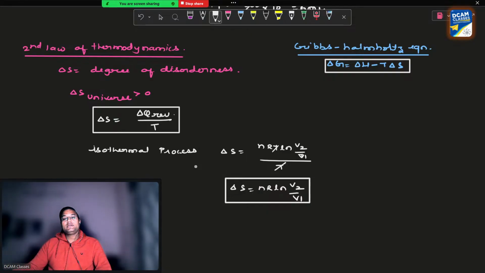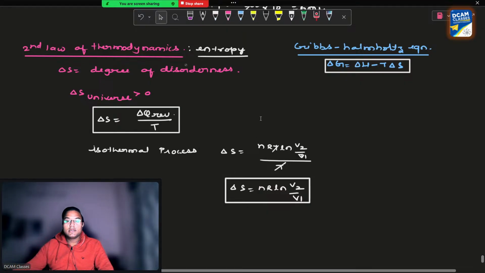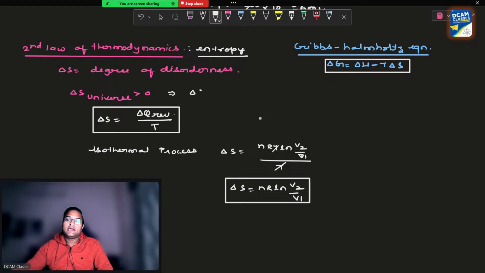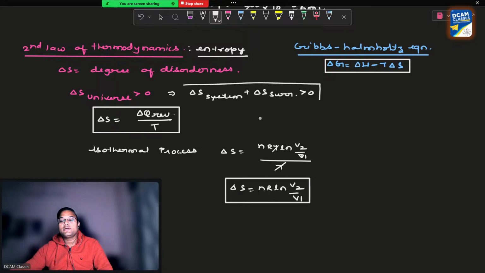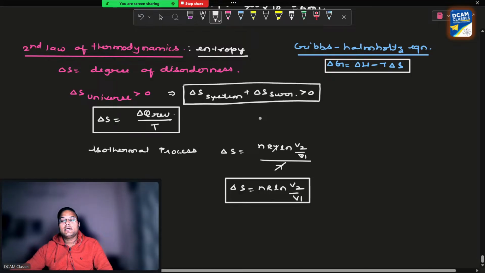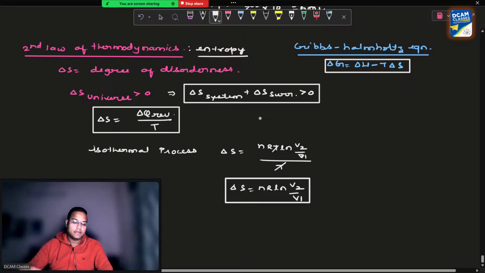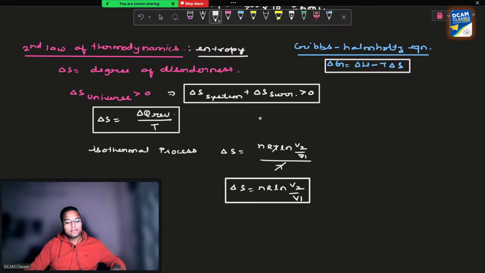Second law of thermodynamics actually deals with the entropy only. They've explained about the entropy. Entropy is the degree of disorderliness. So what they mean by delta S universe is greater than zero. Delta S universe is actually made up of system and surrounding. That means that the entropy of the system plus entropy of the surrounding is always greater than zero. That's the meaning. Understood?